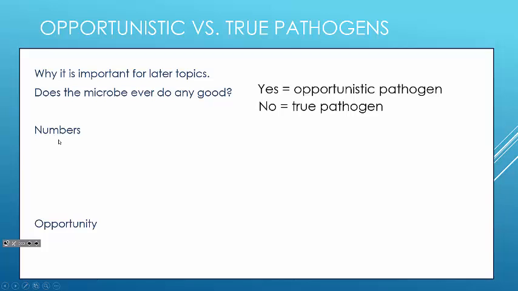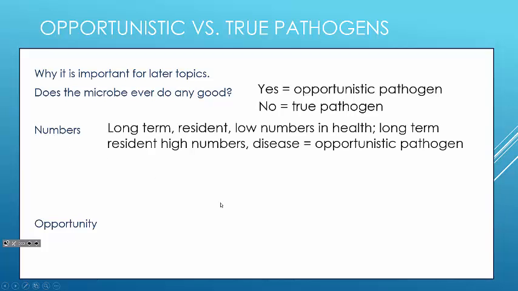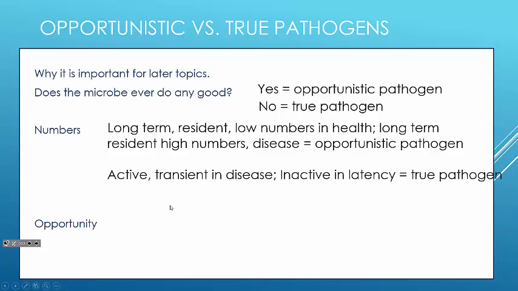Now let's talk about numbers. If an organism is a long-term resident and it's in low numbers in health, or if it's a long-term resident in high numbers causing disease, it's an opportunistic pathogen. If it is active and transient disease, or inactive, in other words, it's hanging around in the host in latency, then it's a true pathogen. Yeah, that's confusing. Let me give you some examples.